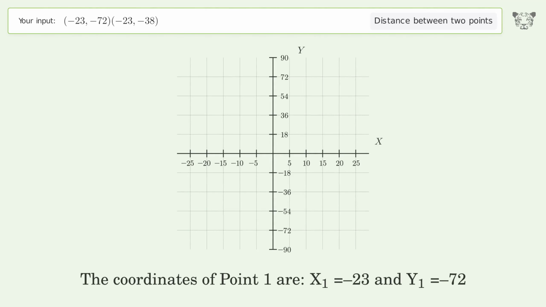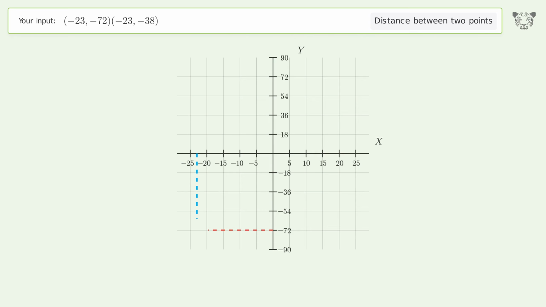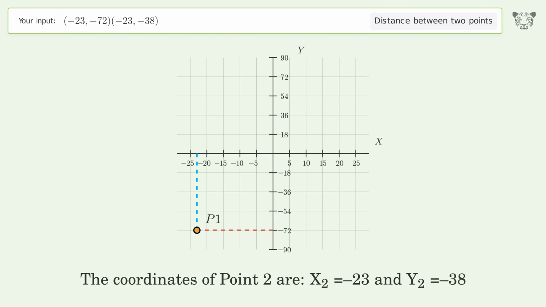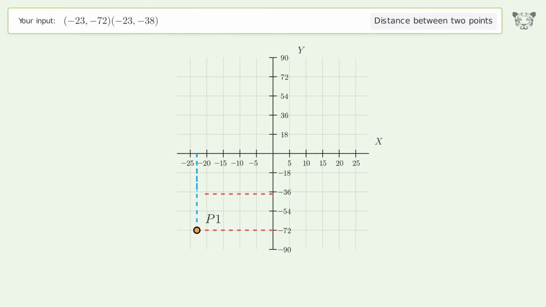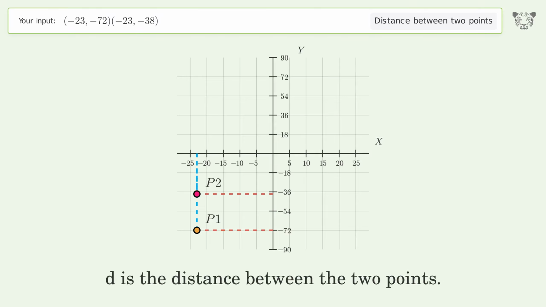The coordinates of point 1 are x1 equals -23 and y1 equals -72. The coordinates of point 2 are x2 equals -23 and y2 equals -38. D is the distance between the 2 points.